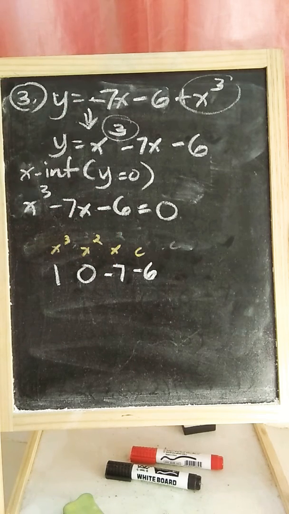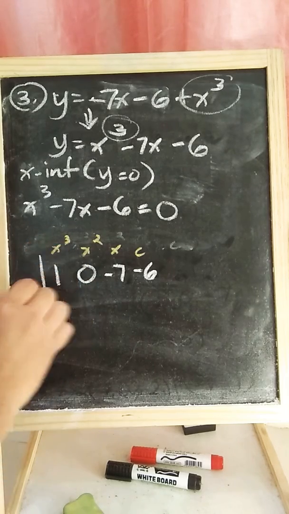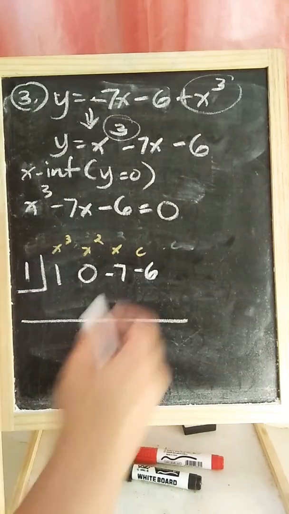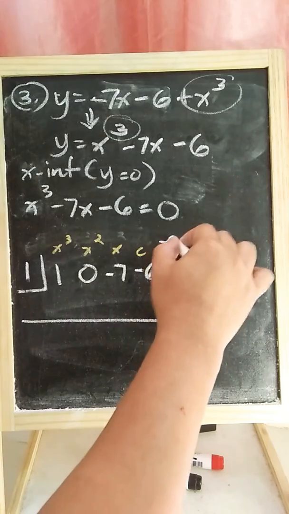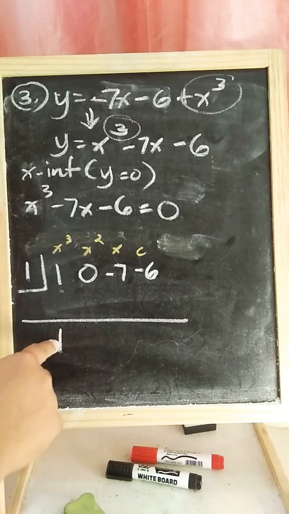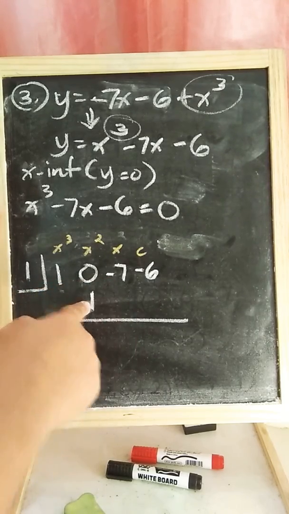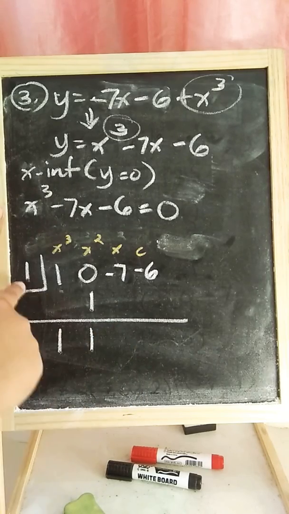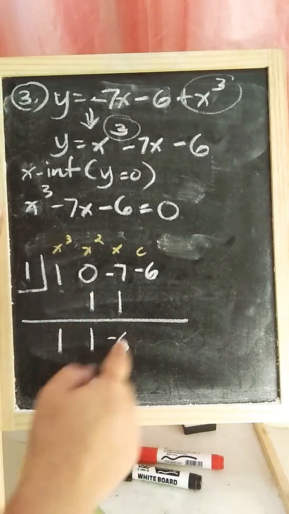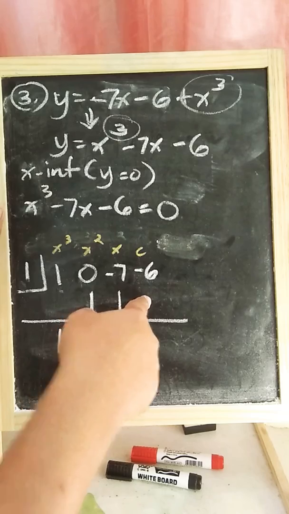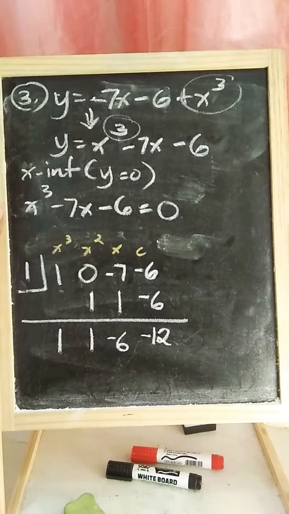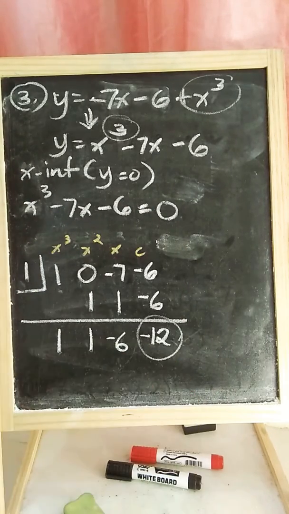Now, subukan natin. Subukan muna natin dito, 1 yung gilid. So, kung 1 ito, x is equal to 1. Bring down 1. 1 times 1 is 1. Combine 0 and 1, that is 1. 1 times 1 is 1. Combine negative 7 and 1, that is negative 6. Kasi negative 6 times 1 is negative 6. Combining those two, we have negative 12. Ayun ang problema natin. So, ang remainder dito ay negative 12.